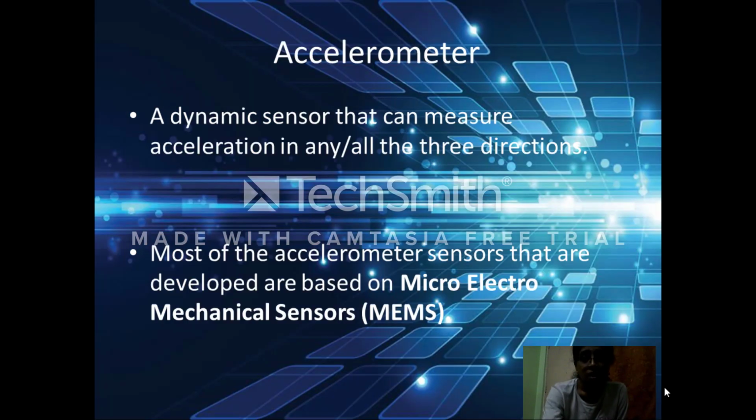Now, what is the accelerometer? A dynamic sensor that can measure acceleration in any direction or all the three directions, in x-axis, y-axis, and z-axis. This accelerometer measures the acceleration in any of the directions, or if you want, you can use it in all the three directions. If you want to know the acceleration force in all directions, you can use it in that application also.